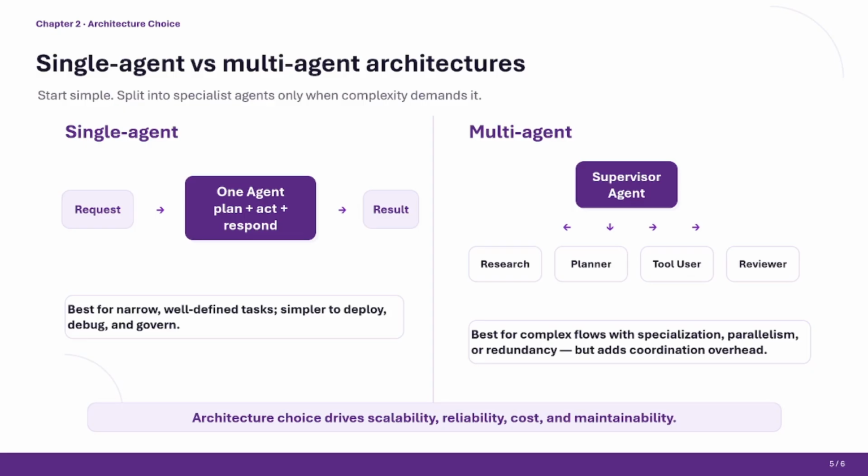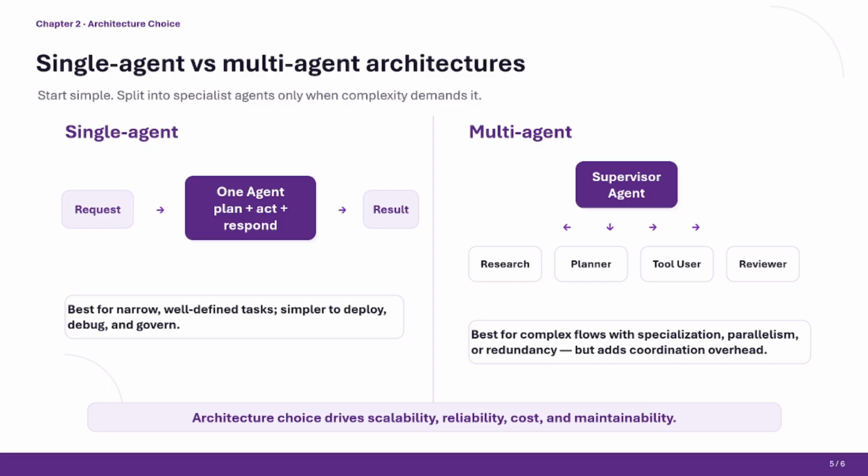Alright, single agent versus multi-agent architecture. So as we have said before, start simple, split into specialist agents only when complexity demands it. Make sure you always start simple. Then when the simple agent cannot solve the problem you have, then you can now move into a specialist agent that can solve this problem.